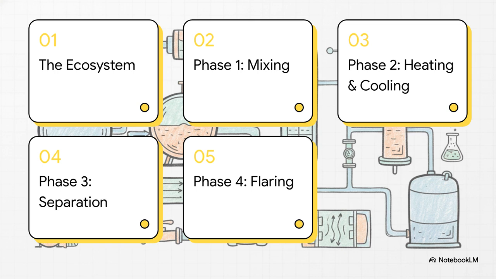So here's our roadmap for today. We'll be exploring 1. The chemical plant ecosystem, 2. Phase 1, mixing and process reactors, 3. Phase 2, heating and cooling systems, 4. Phase 3, separation and refinement, and finally, Phase 4, flaring and safety systems. Let's start with a bird's-eye view of the ecosystem, and then we'll literally track the chronological life of a raw material as it transforms into a finished product.